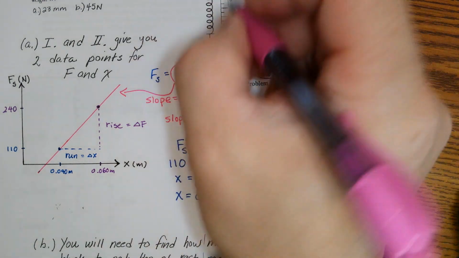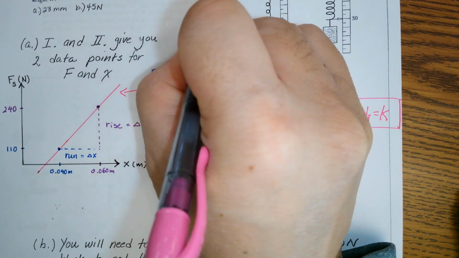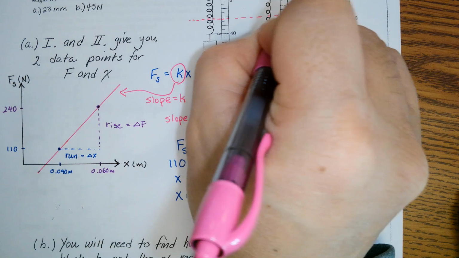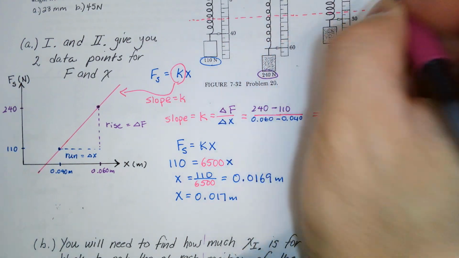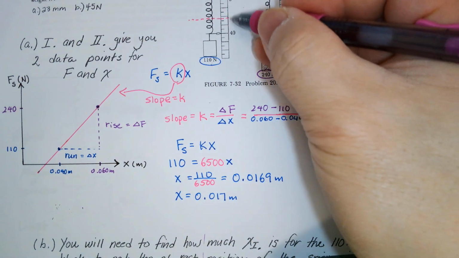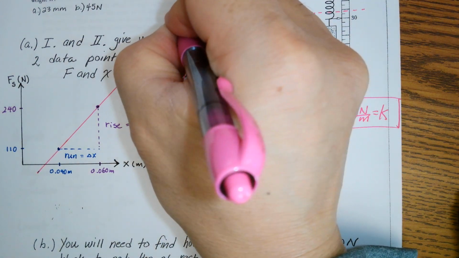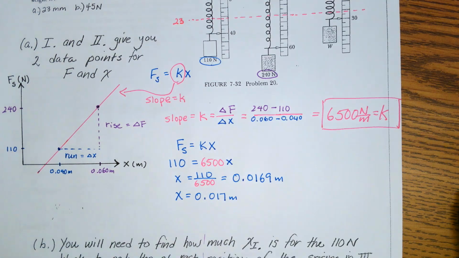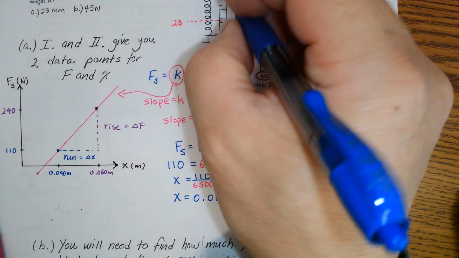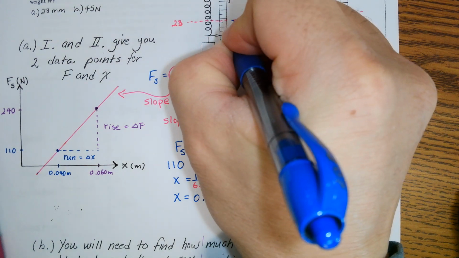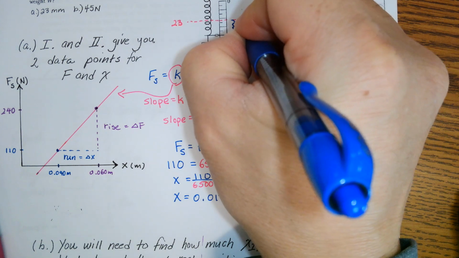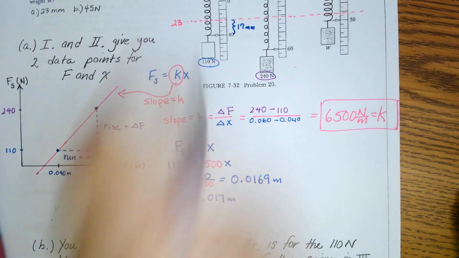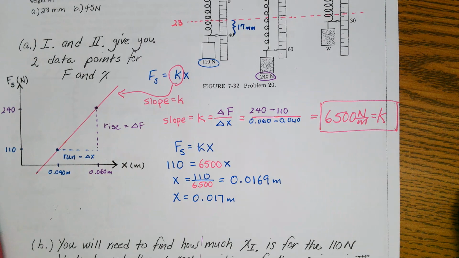So the spring will actually return to 23 millimeter point, because this distance here that it stretched happens to be 17 millimeters. Does that make sense? Okay.